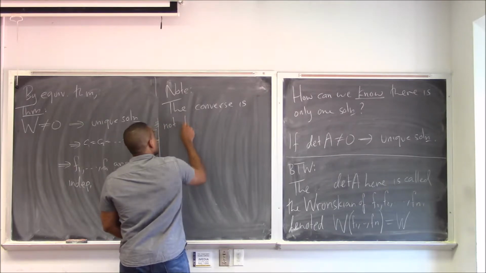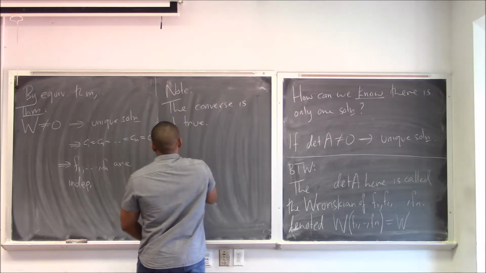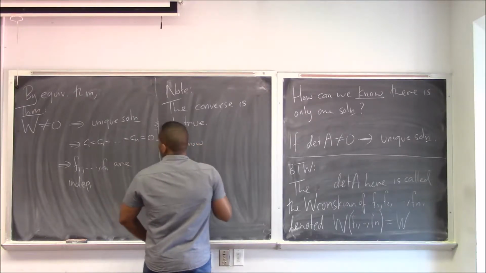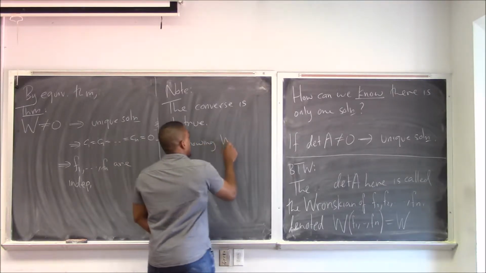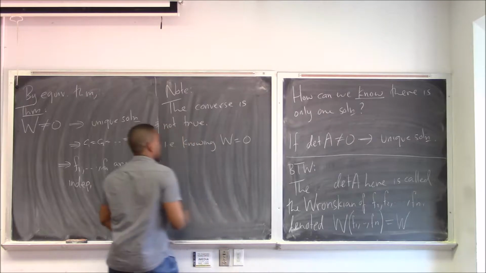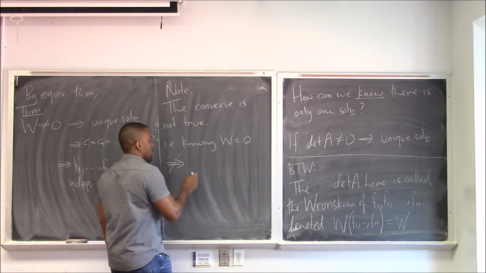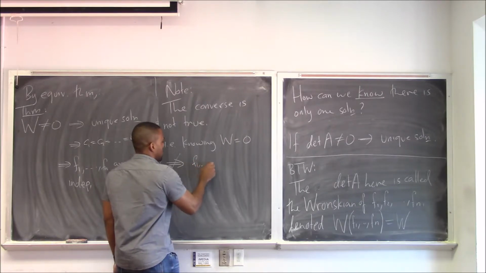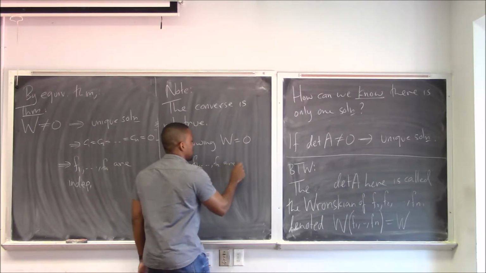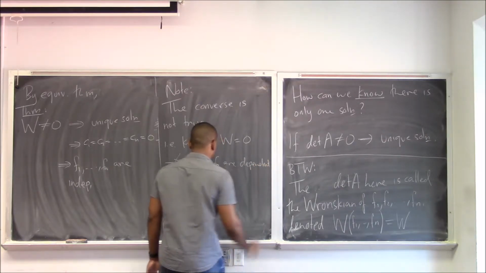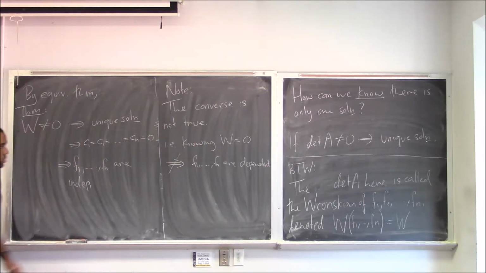Or the inverse, i.e. knowing that the Wronskian equals 0 does not imply f1, fn are dependent. So someone actually came up with a counterexample to that.